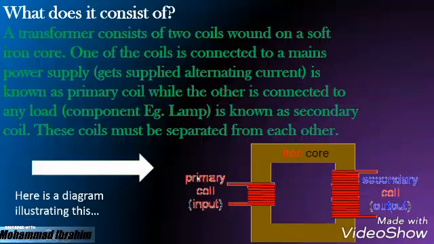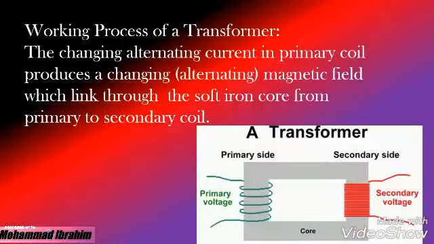So this is a diagram of what was just said. This is the shape of a transformer, the whole diagram of it. This is the primary coil, the input. This is the iron core. This is the secondary coil. Alright. So this primary coil gets supplied alternating current. A transformer cannot be supplied direct current because a transformer never works with direct current. It only works with alternating current. This secondary coil is connected to a lamp or any other component. The output, obviously.